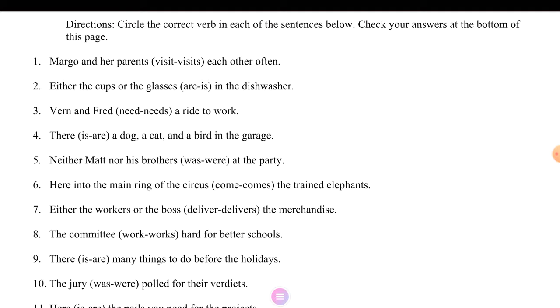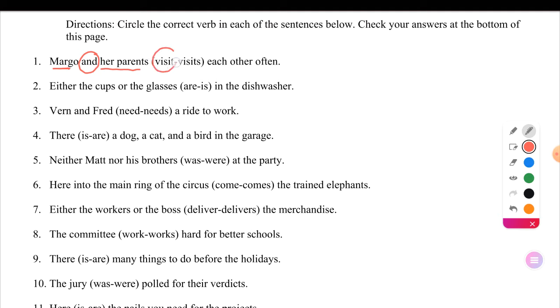Should that be singular or plural? Look, what do I use? I use "and" to join the two subjects. When I use "and," this means that the verb is supposed to be plural, so it will be visit. Visit each other.